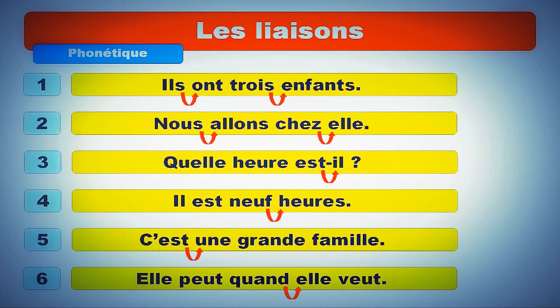Okay, so all these examples, let's repeat them together. The first one, ils ont 3 enfants. Repeat. Second one, nous allons chez elle. Repeat. Number 3, quelle heure est-il? Repeat. Number 4, il est 9 heures.